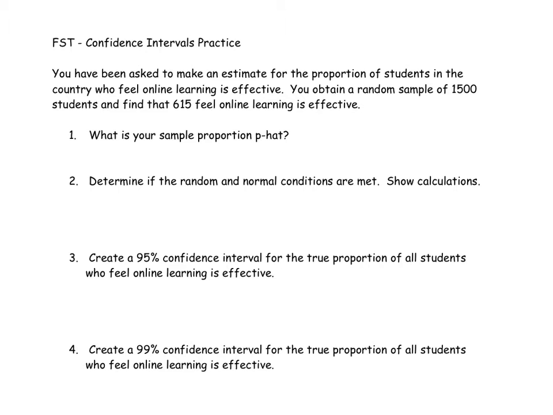Okay, so we're trying to get an estimate for students in the country, right? We're trying to get an estimate of the actual p, the proportion out of the entire population. We don't know what that is. So what we do is we go ahead and we get a sample. I get a random sample of 1,500. That's our sample size n. And we find that 615 feel learning is effective. So 615 could be like the x value.